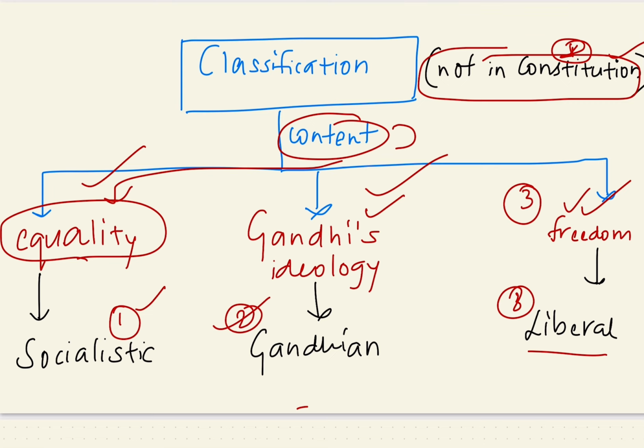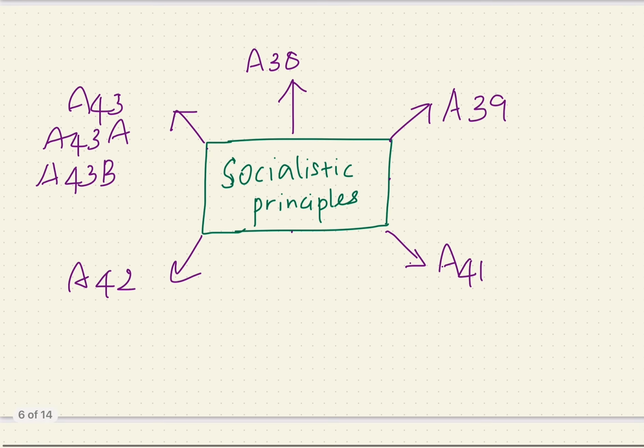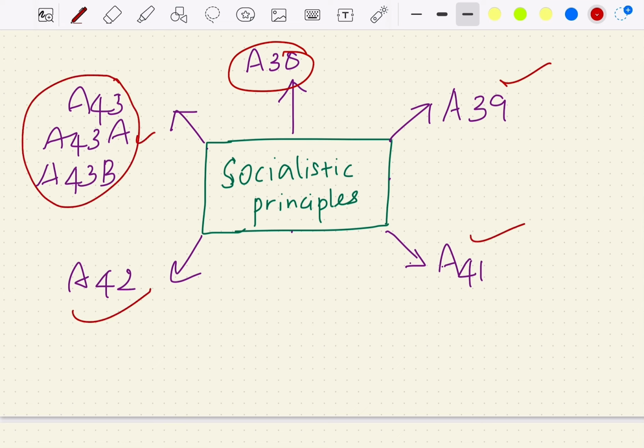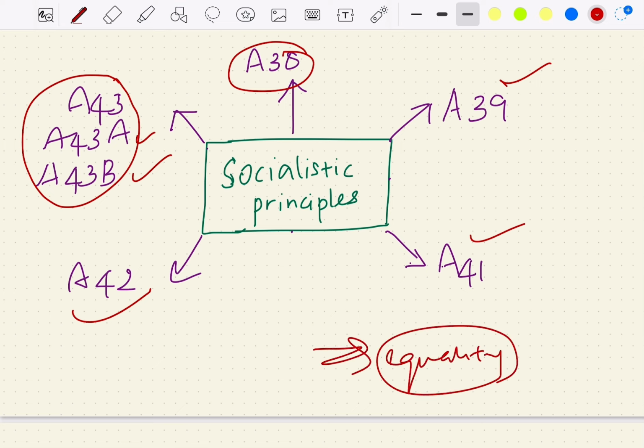We had started with the classification already in our previous lectures, and we had covered the socialistic principles, that is Article 38, 39, 41, Article 42, and Article 43, 43A, and 43B. All these articles promote equality. There is a content of equality in all these principles. Hence, all these directive principles come under the socialistic principles, and we had seen the content of each article in our previous video lectures.